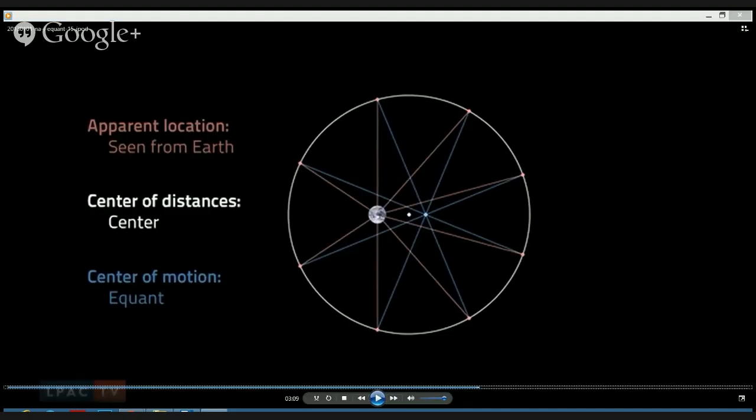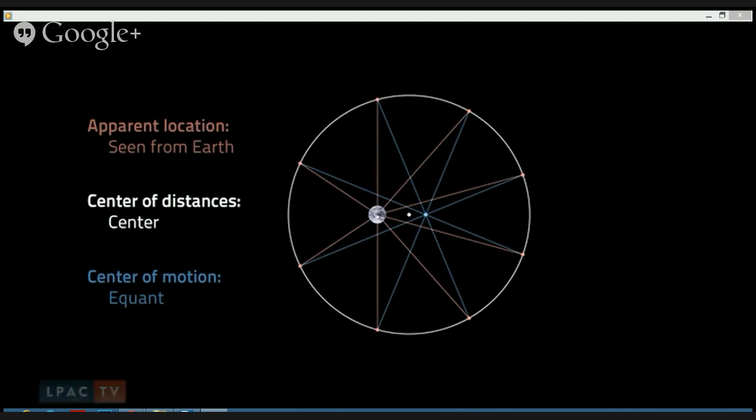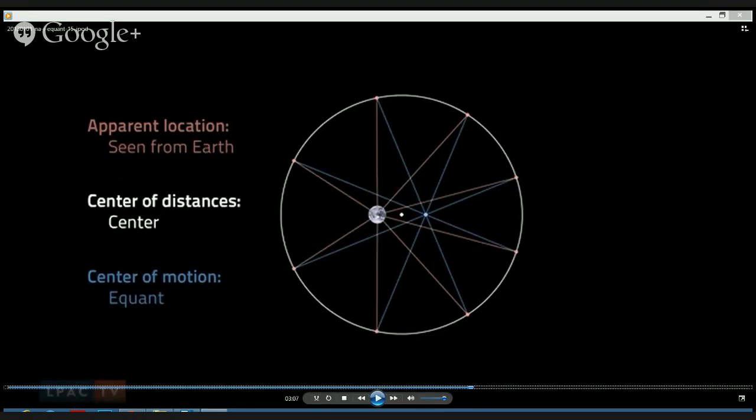So what Ptolemy did to fix this was he adjusted the orbit a little bit more. And he said that there are 3 points that make up the orbit. There's the Earth, there's that blue spot called an equant, around which the planet moves at a constant speed. And then there's that white spot, which is the center of its orbit, the circle that it actually moves on.